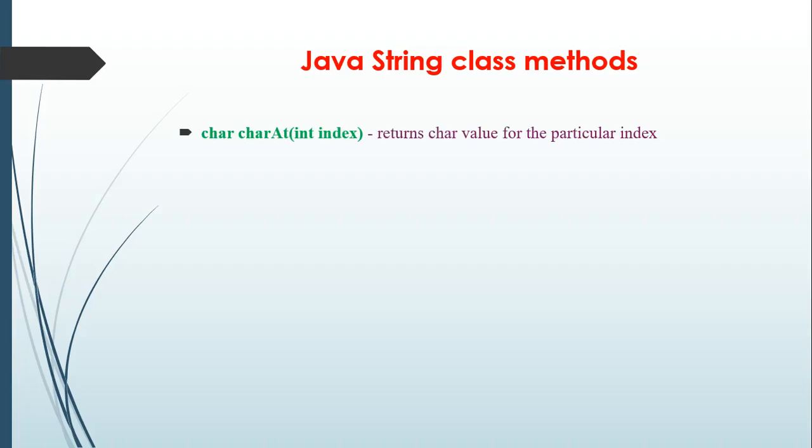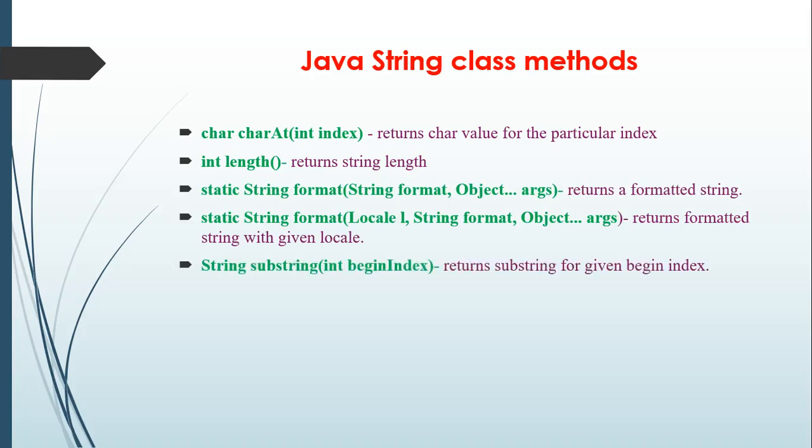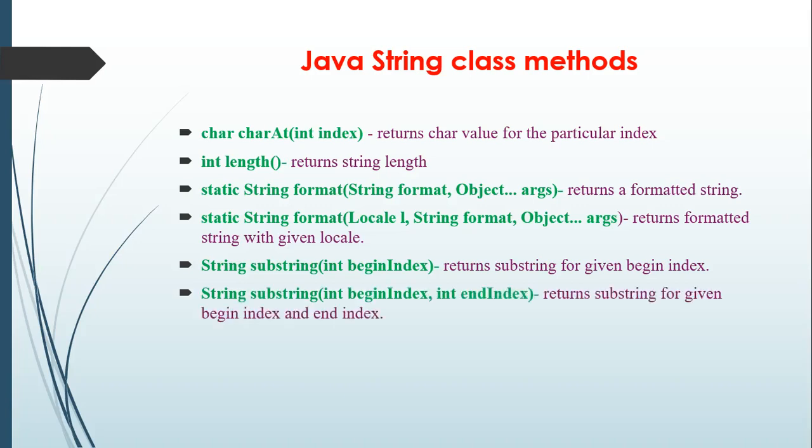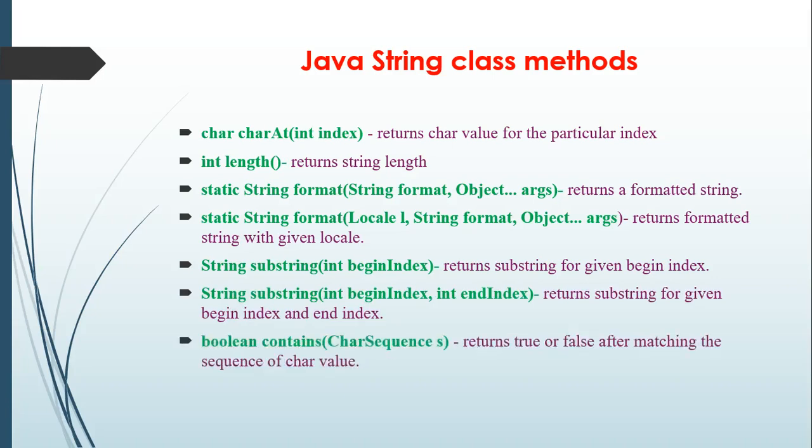Here are some Java String class methods. charAt returns the character value for a particular index. length returns the string length. Static String format returns a formatted string, and another version returns a formatted string with a given locale. substring returns the substring for a given begin index. substring returns the substring from a given begin index and end index. Boolean contains returns true or false after matching the sequence of character values.